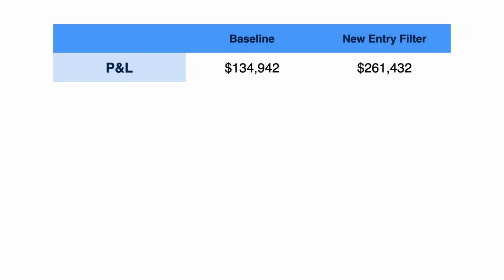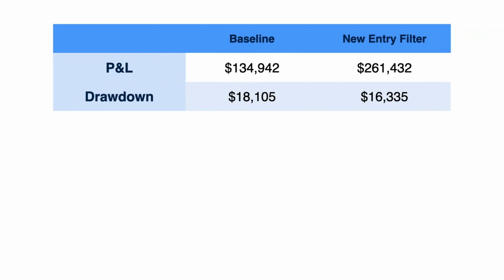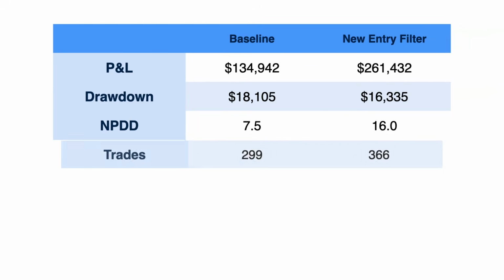Let's compare these. We could see a dramatic improvement in the P&L. We have the baseline on the left-hand side, and on the far right column, our new entry filter. And it's generating $261,000. Pretty incredible. Drawdown actually improved, which is phenomenal. I didn't expect that. Net profit versus drawdown is really an astronomical number in my book.